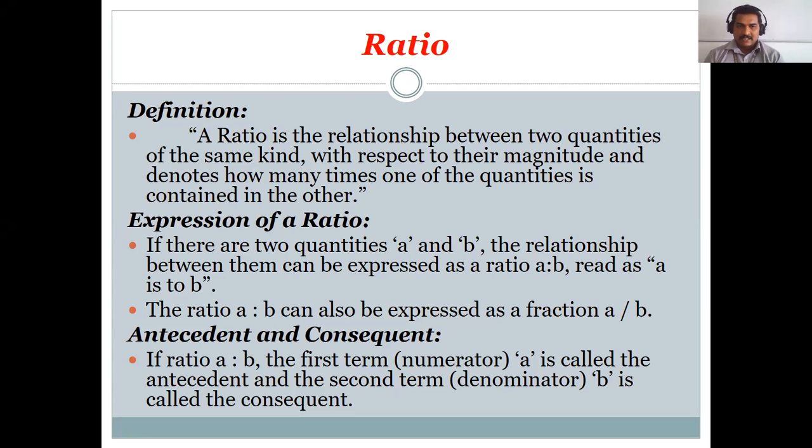Generally, the ratio is a relationship between two quantities. We'll be relating two quantities in terms of ratio. That's the concept of ratio. We are just relating two quantities, and those two quantities must be the same kind of quantities. Two quantities of the same kind can be related with respect to magnitude and the same nature of the quantities can be related.